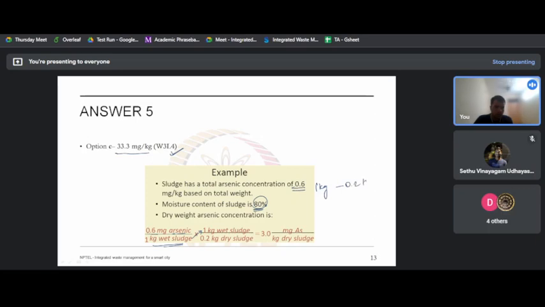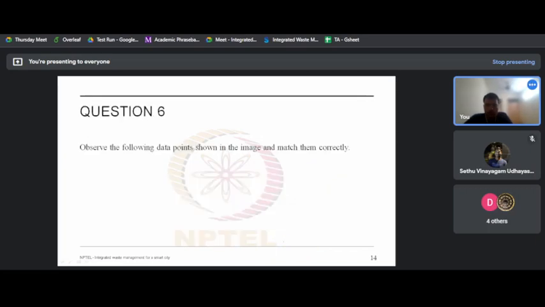So 0.2 kg would be the dry sludge. So 0.6 by 0.2, that would be around 3 milligrams of arsenic per kg of dry sludge. So this is how we approach this problem. We'll see the next question, that is question 6.